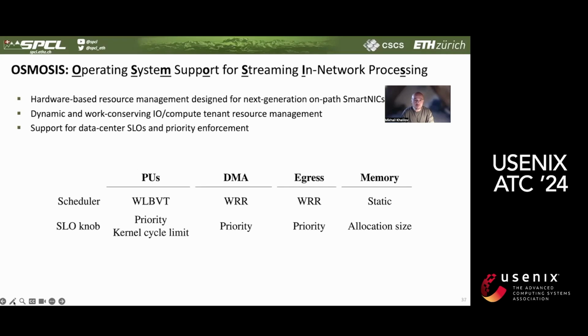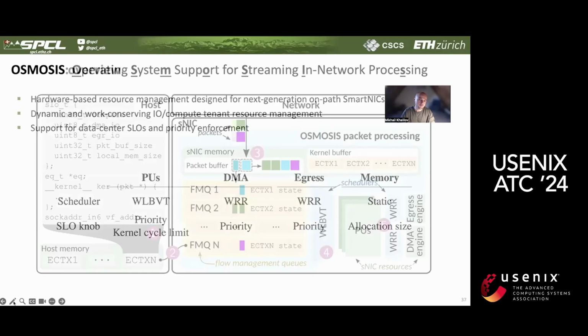OSMOSIS is a hardware operating system for the SmartNICs, and it constitutes a set of lightweight hardware schedulers to support fair share of resources between SmartNIC tenants. OSMOSIS scheduling policy is controlled through a simple software API to enforce sharing resources across tenants, such as compute utilization, DMA bandwidth, and memory allocation size.